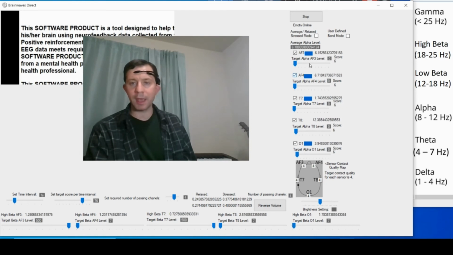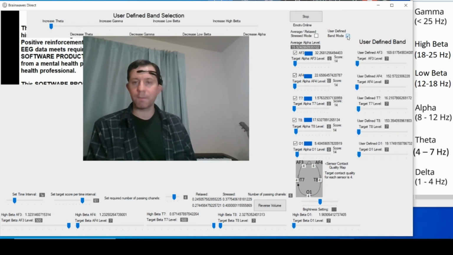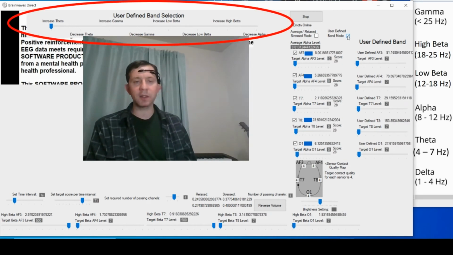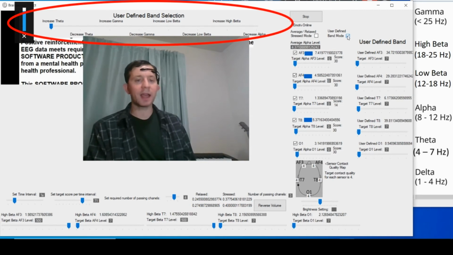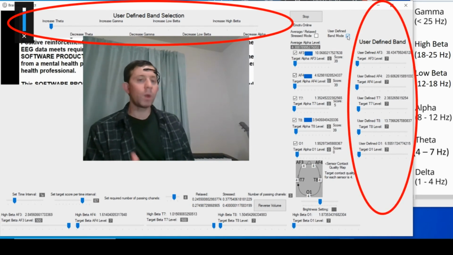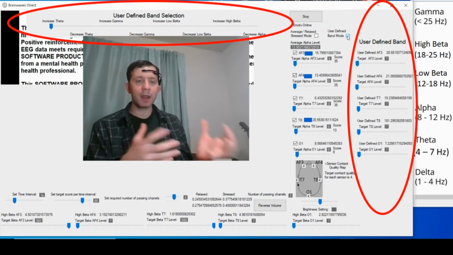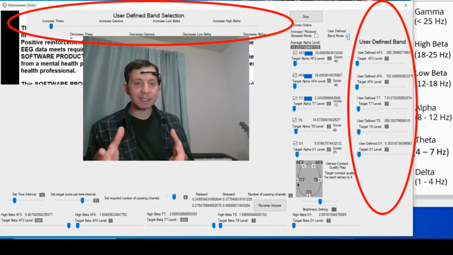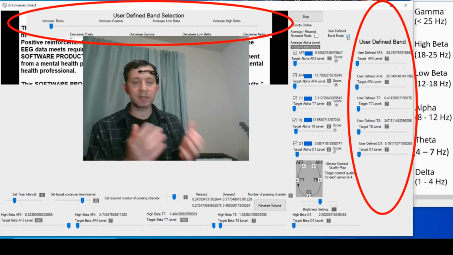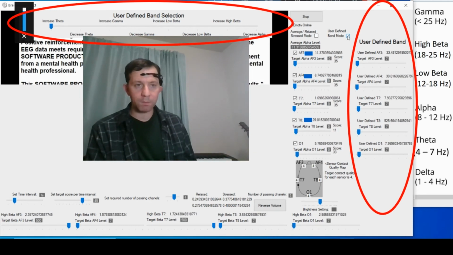So next I want to show you how we can access other frequency bands besides just the alpha and the high beta. We do that by clicking on the user-defined band. On the top of the screen, we have our user-defined band selection, where we can select the function of our user-defined band, and then select whether we want to try to increase or decrease that particular band.